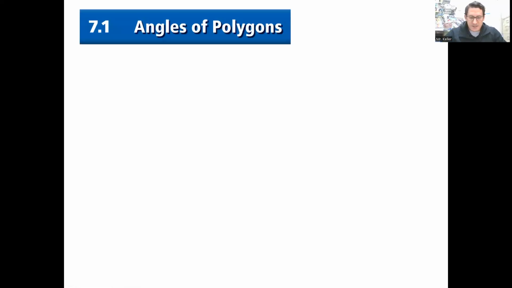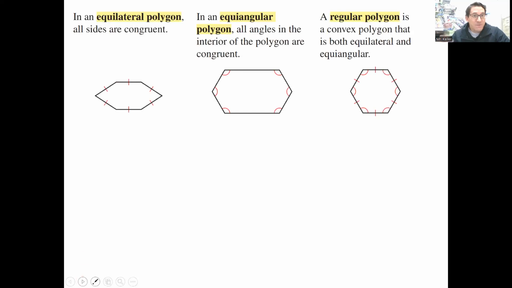All right, IM2 classes. Today we're talking about angles and polygons. So, things we need to talk about before we get into the angles. First, what we're talking about: polygons. Polygons are just shapes, right? They have straight sides.